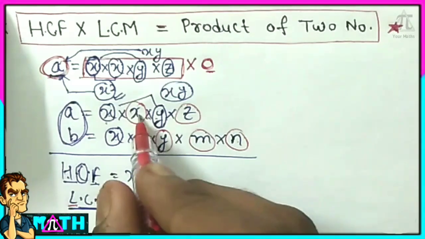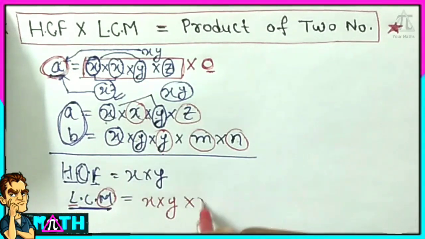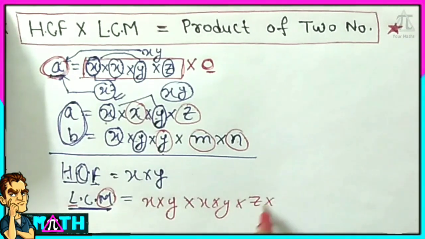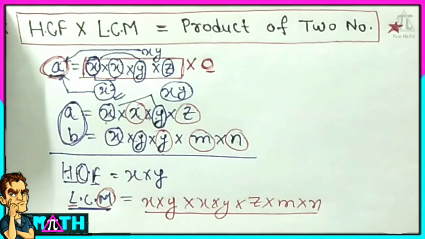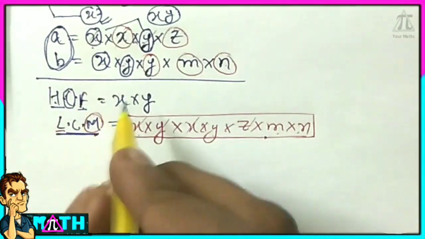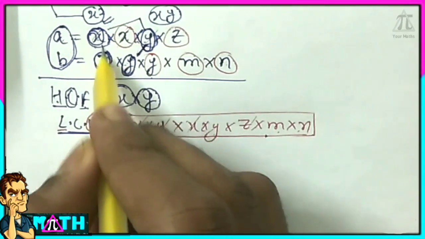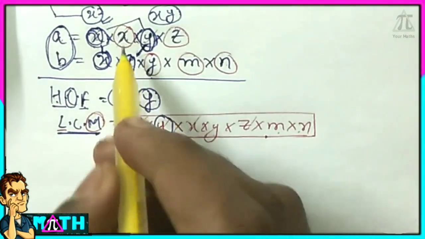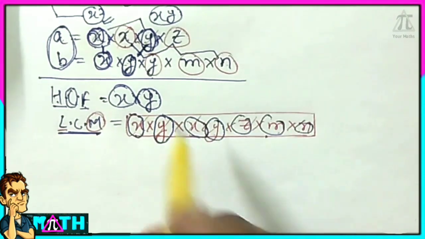Remember, in the LCM you need to multiply all prime factors, so I have to multiply all remaining prime factors as well. So x into y into z into m into n, the remaining prime factors of both numbers. As you can see, it's divisible by a and b as well, and it's the lowest common multiple. Now you can see that in the case of HCF I have multiplied the common prime factor of a and b, and in the LCM I have multiplied one time the common prime factor of a and b and the remaining factors as well of a and b.